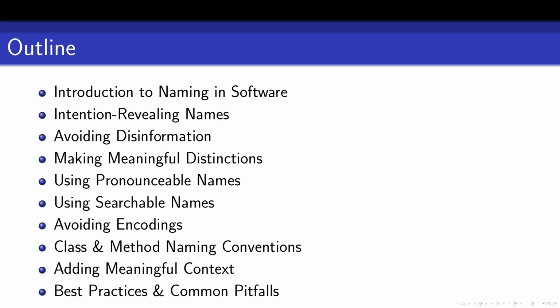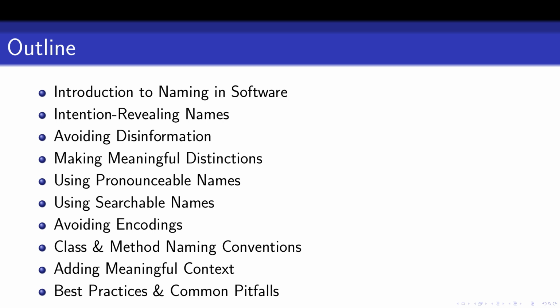Alright, here's the roadmap for today's video, based on our slide outline. We'll kick off with an introduction to why naming matters so much in software. Then, we'll dive into intention-revealing names, how to make your code tell its own story. We'll cover avoiding disinformation to keep things crystal clear, and making meaningful distinctions so your names actually mean something different when they should. Next up, we'll talk about using pronounceable names because, let's face it, we need to talk about our code without sounding ridiculous.